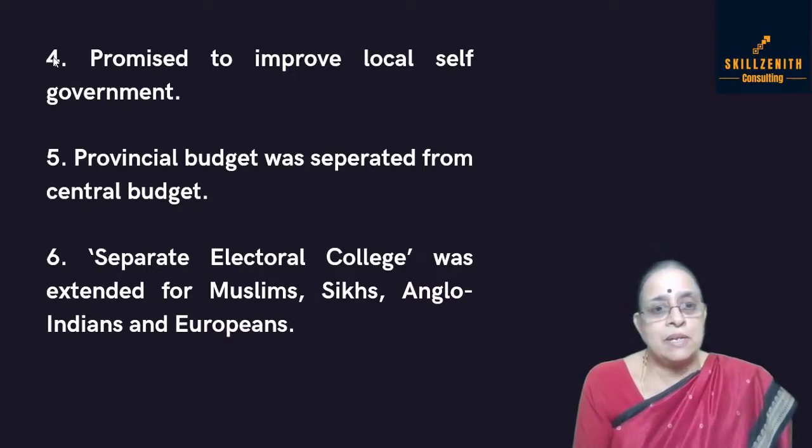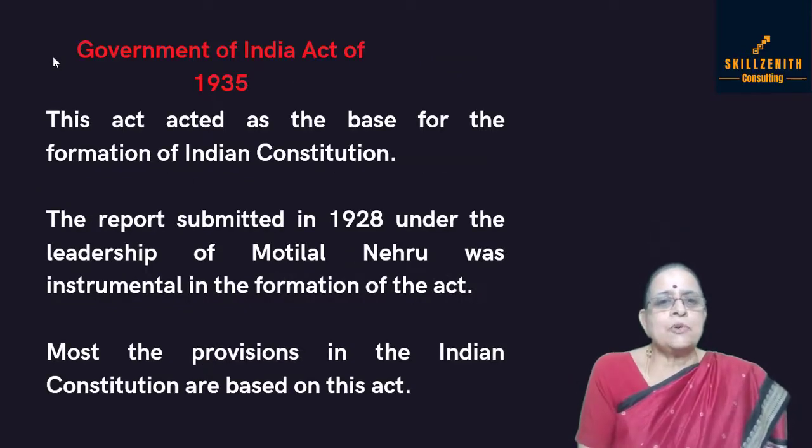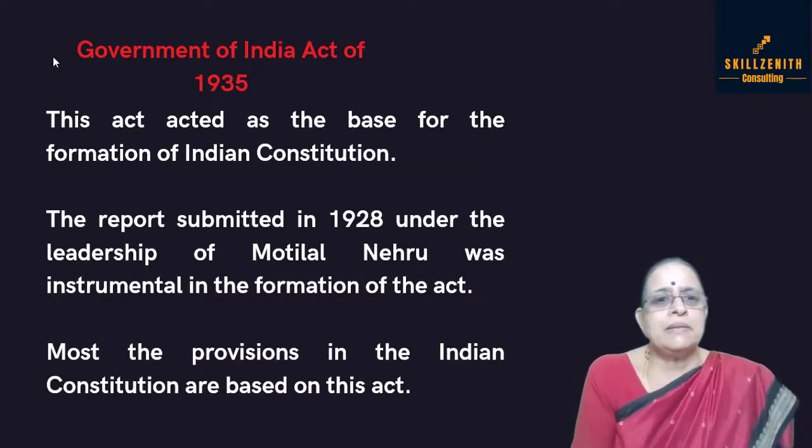I think you have very well understood how local self-government was given importance. Budget was separated as a central budget and the provincial budget. Electoral college was based on religions: Muslims, Sikhs, Anglo-Indians and Europeans. Now let us learn about the Government of India Act of 1935.